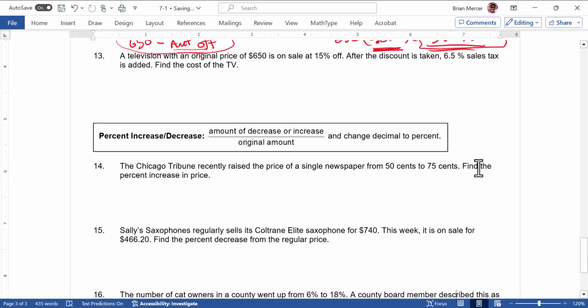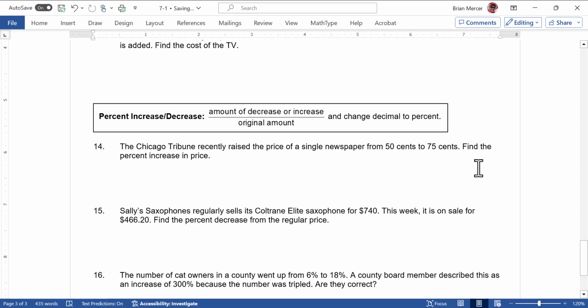And there's one more idea in here that we'll practice: percent increase or decrease. The way you find percent increase or decrease is you get the amount of the decrease or the amount of the increase, so either one, and then divide by the original amount. When you do that division, you'll get a decimal, and then you change that decimal to a percent, and that tells you the percent increase or decrease. So just as an example, we'll do question 15.